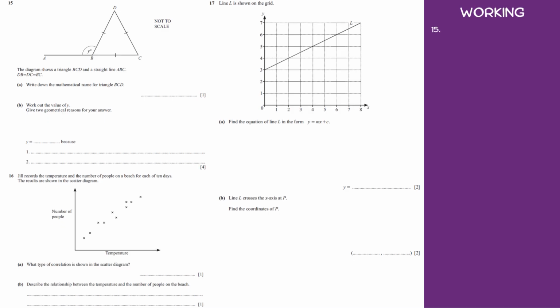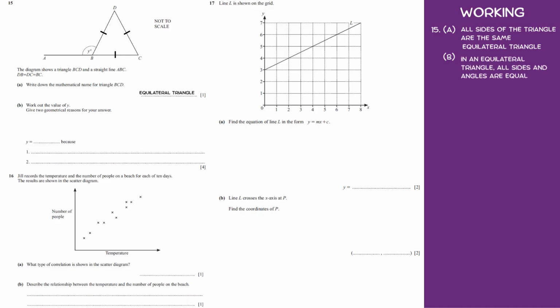In question 15, we are given a triangle, and in part A, we are asked to define this shape. As we can see, all sides of the triangle are equal, and therefore, it is an equilateral triangle. For part B, we are asked to find angle Y through mathematical logic. Firstly, what we should know is that in an equilateral triangle, each line and angle are equal.